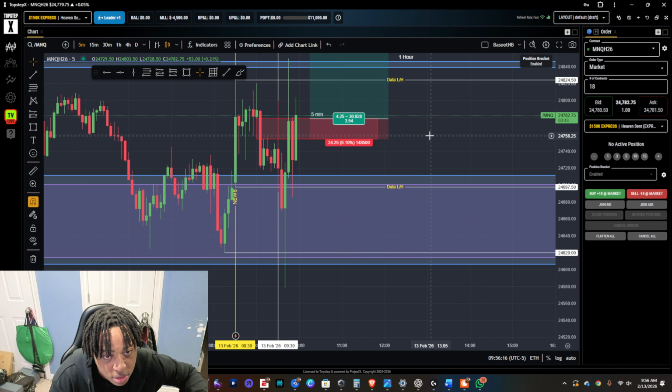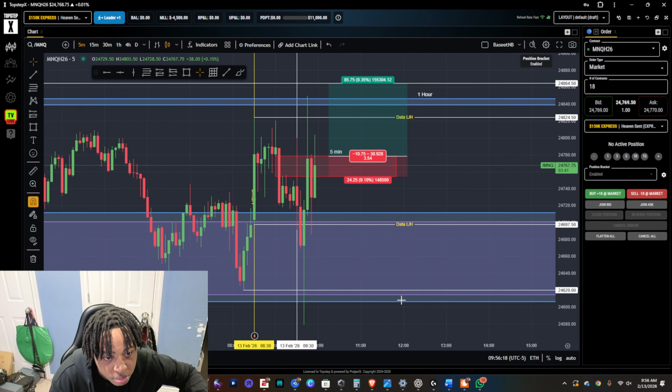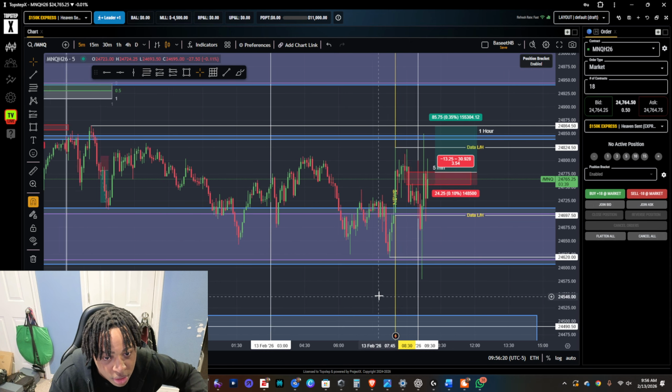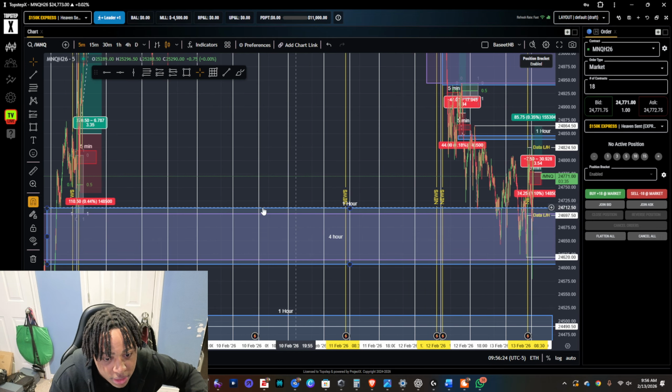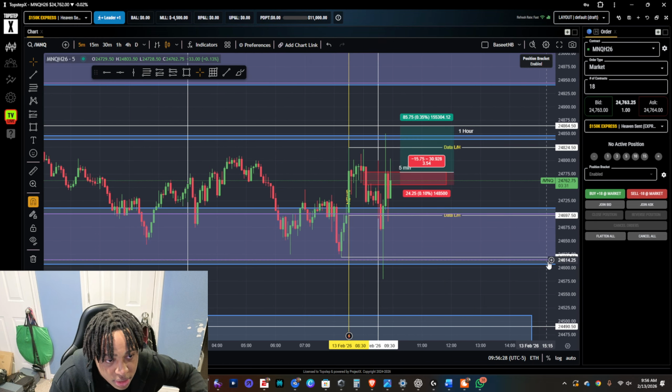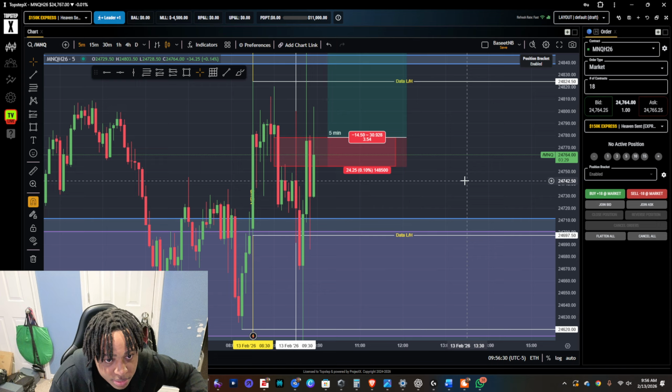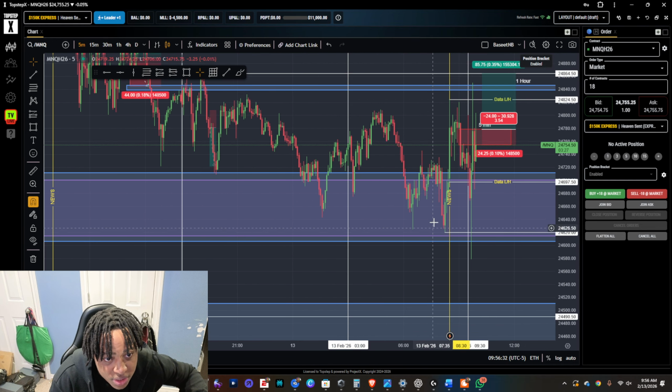But this is a large pool of liquidity right here. Pool of 4 hour, 1 hour, mitigated lows. These are lows that have not been reached for the whole week since the 6th. It's the 13th. Hasn't been reached in a long time. So it's really like order fill central.